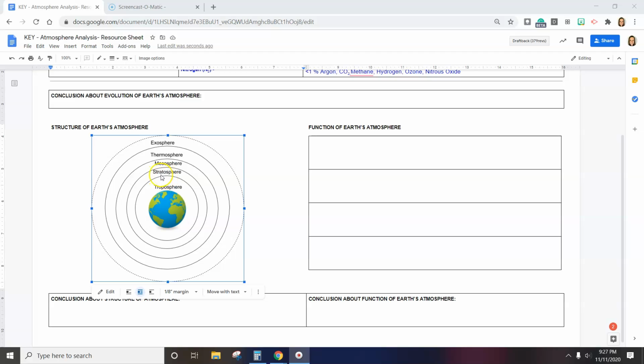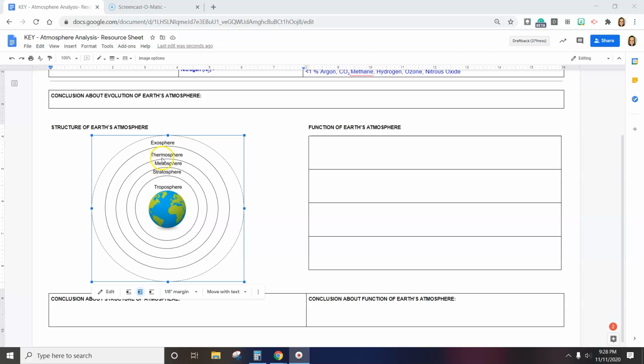Then we have our stratosphere. Strato meaning layer. This is the place where we find our ozone layer. Strato meaning also spreading, so this ozone is spreading throughout this layer. Above that we have the mesosphere, and meso meaning middle. This is the middle layer.